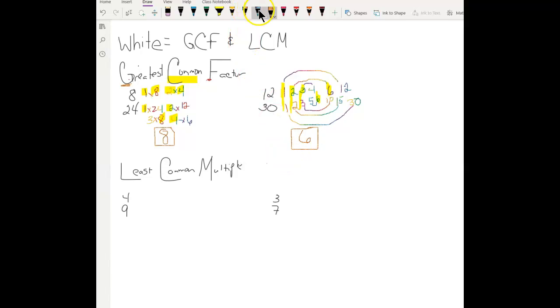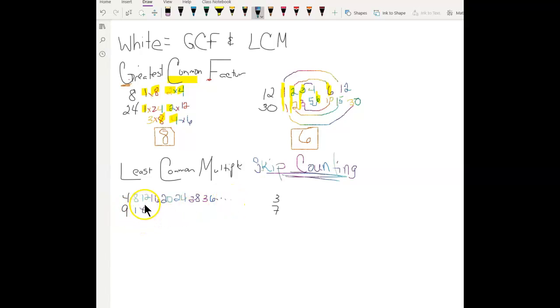Now, least common multiple is the same thing as skip counting. Too easy. So, let's skip count. 4s. 4, 8, 12, 16. My brain stopped. 20, 24, 28, 36, and 40, and it keeps going. So, dot, dot, dot, dot.